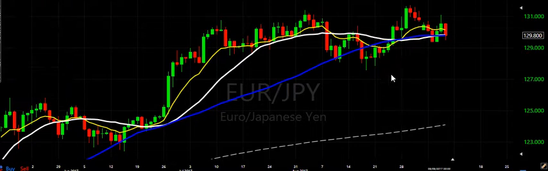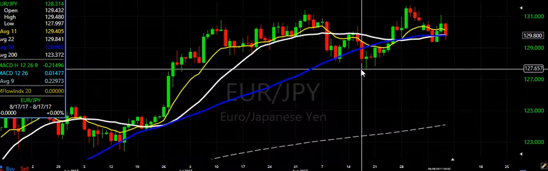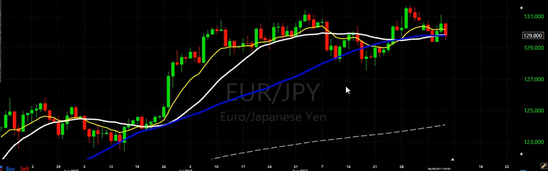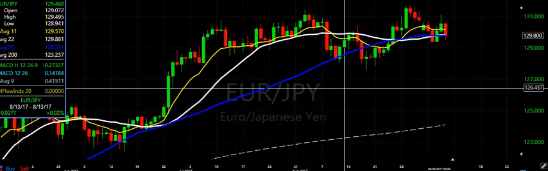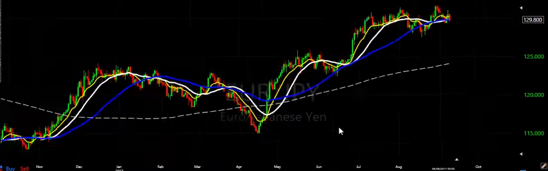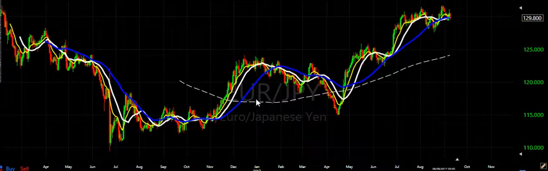If it does break below this point, you could sort of look for this level over here, the next support level, and if that then broke, you would then look for the next one, which would either be about there, or you would look for a short opportunity to go there. So as you can see, we've been in pretty much an uptrend for a while now.